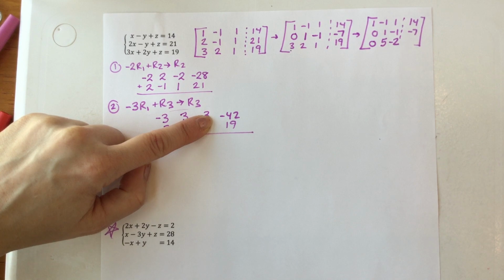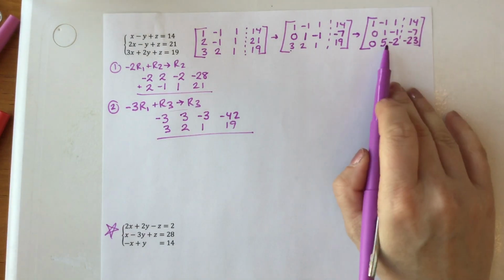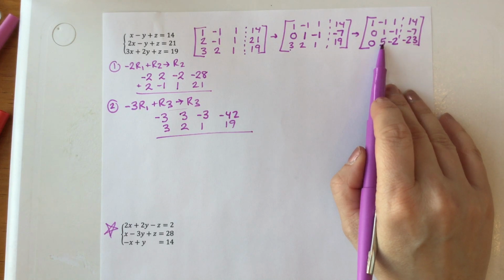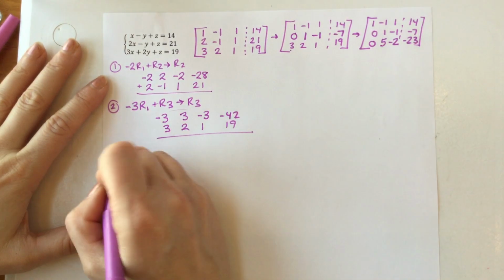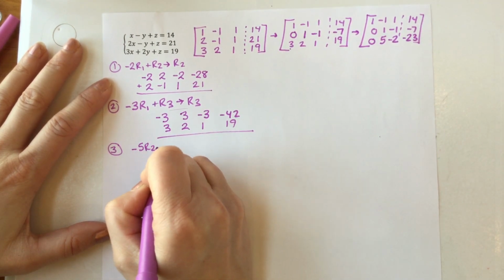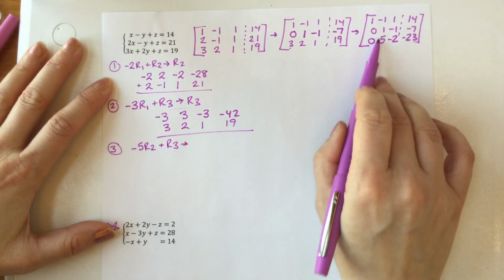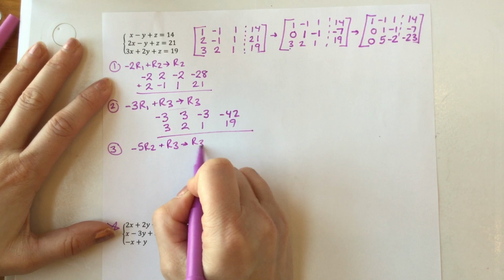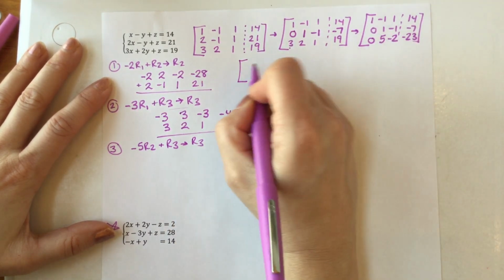Negative 42 plus 19, negative 23. I need this to be a 0. So in order to cancel this y, use the 1y. If I multiply row 2 by negative 5, times row 2 would make this a negative 5. If I add it to row 3, I would get a 0. I want that 0 located in row 3, so I'm changing row 3 only.